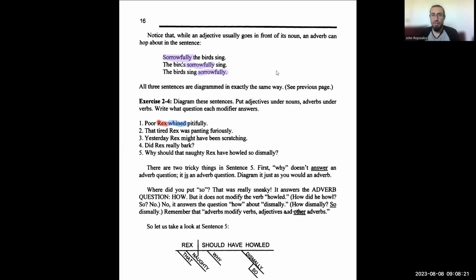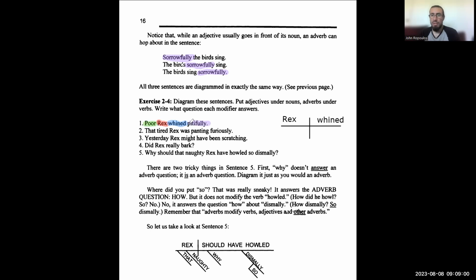So if I were diagramming this, put my diagram here, right? I put Rex here, put the verb here, and then I have to diagram poor and pitifully. Okay, well, what's poor? If I think about it, what's it telling me about Rex? Well, what question is it answering? What kind of Rex, right? So poor is an adjective. It's modifying a noun. What about pitifully, right? It's modifying whined. It's answering how.